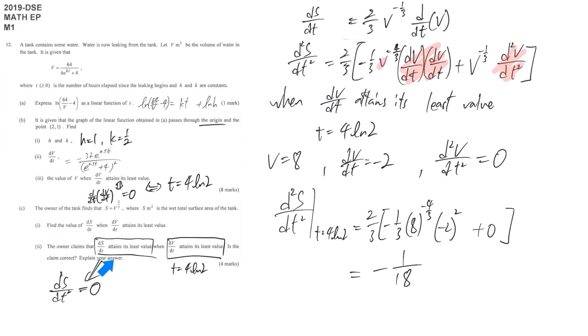The key point is, if it really attains its least value, then the first condition is this should be 0, but this is not 0. That's why you can reject the statement. The claim is not correct.